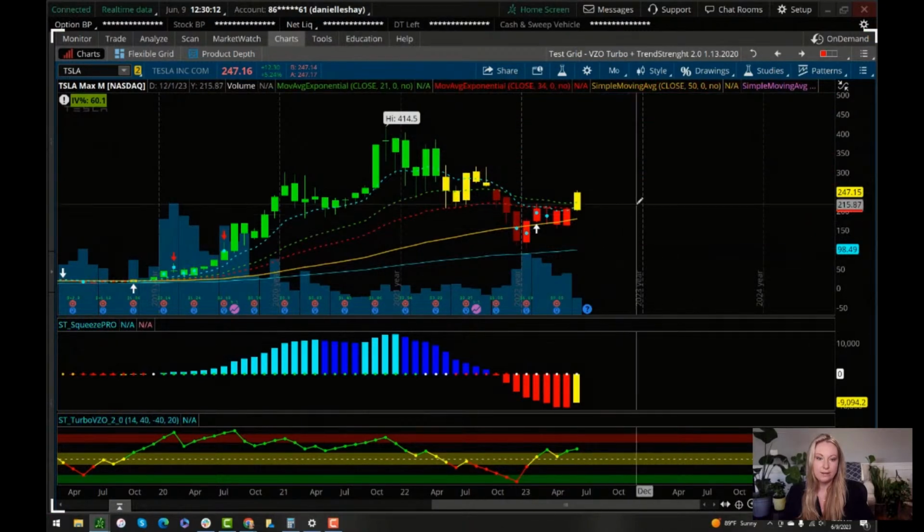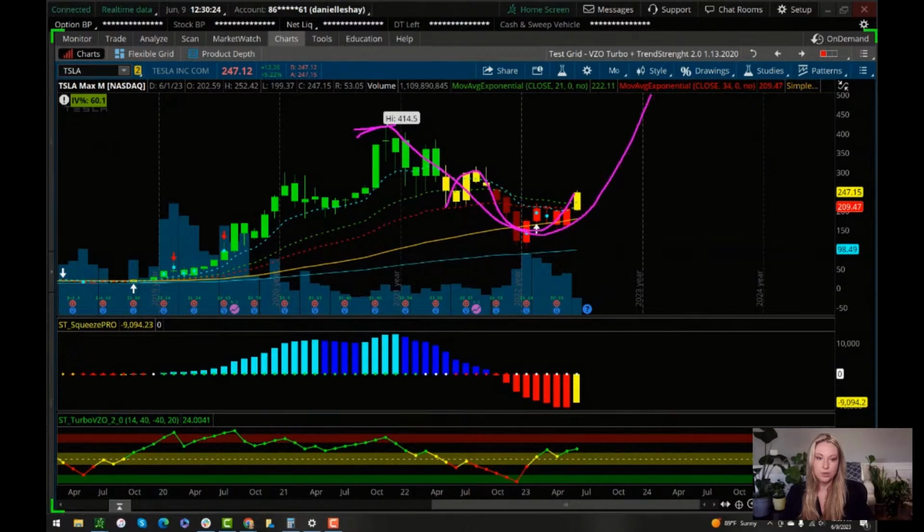So let me just go ahead and erase that. What you can do is say, all right, I want to project a target from the most recent swing. Or you can say, I want to also project a target from this huge swing too. The huge swing is going to give you the longer term target. This one is going to be a shorter term target.